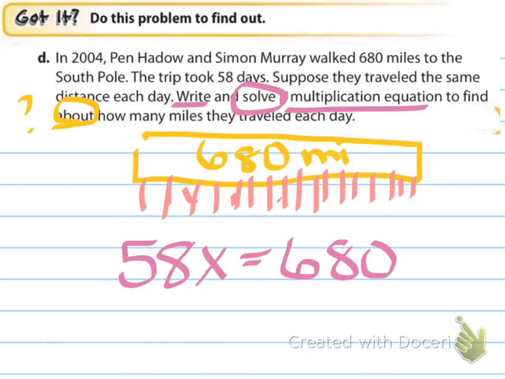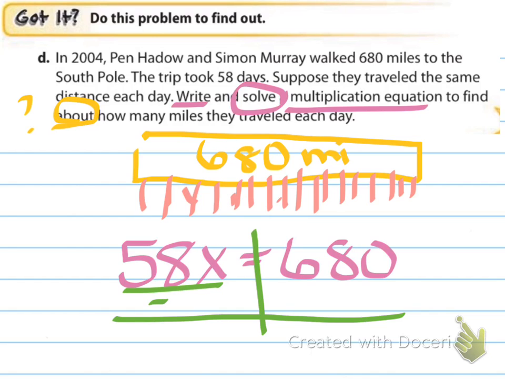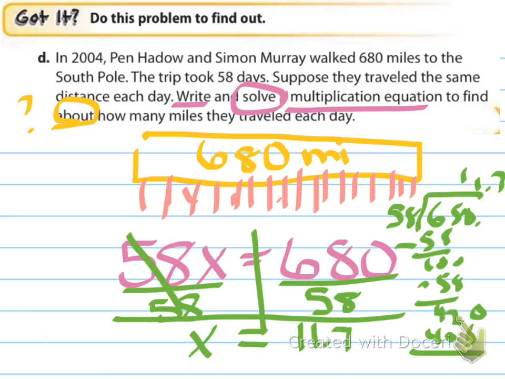To solve it, you should have done your t-chart. Your inverse operation to multiplication is division. And sure enough, we're going to do 680 divided by 58. And we get x equals 11.7, let's say. Because I'm not going to go through and keep going with my decimals. This is why it said about. It's because we're going to have to round it to 11.7 miles.